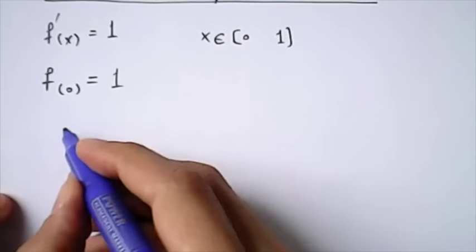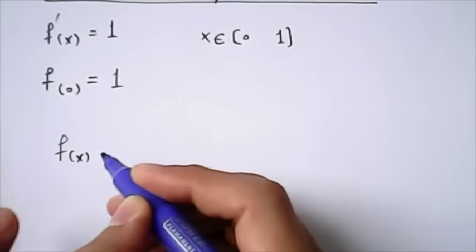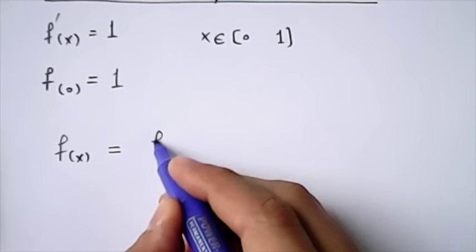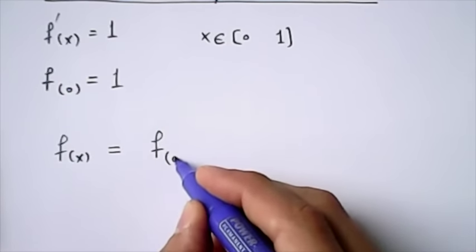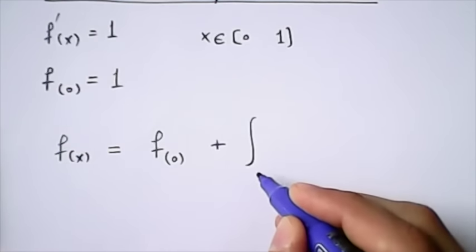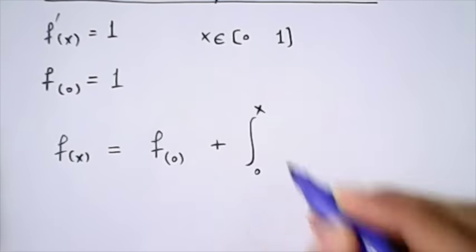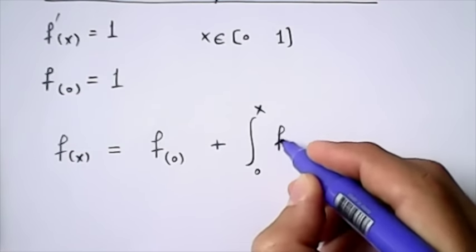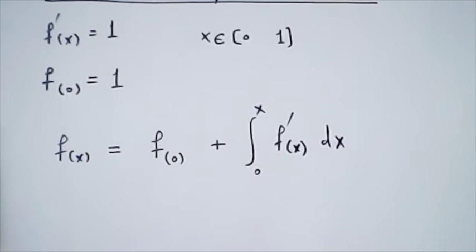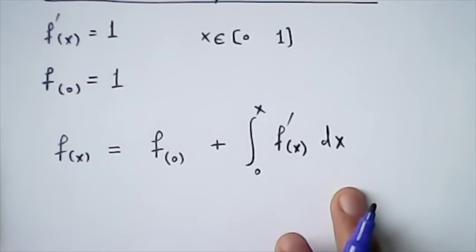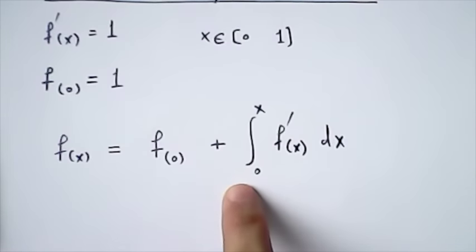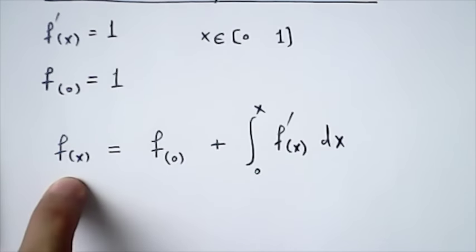We had f of x, that's what we wanted to find, equals f at the very beginning, f of 0, plus the integral from 0 to x of f prime of x dx. That was the equation that we found previously. And I'm going to insert f of 0 in here and f prime of x in here and do this integration and find the value of f of x.